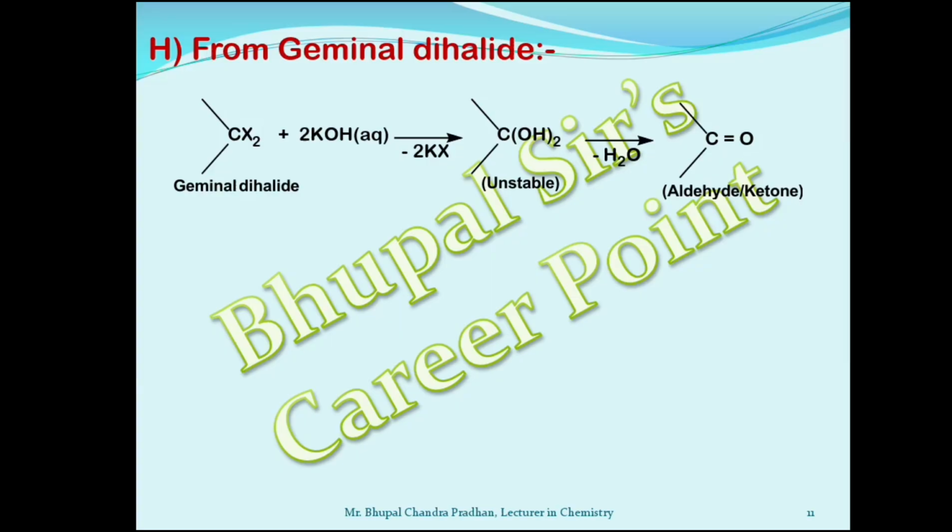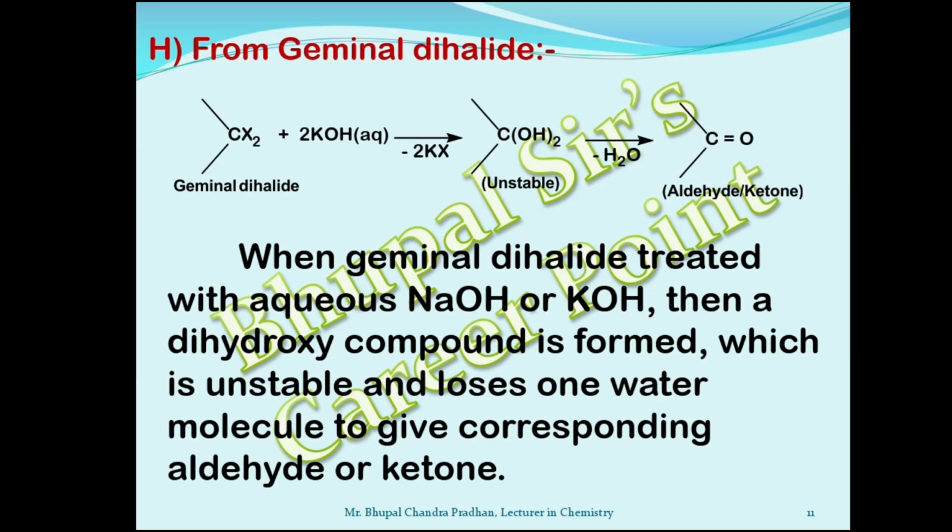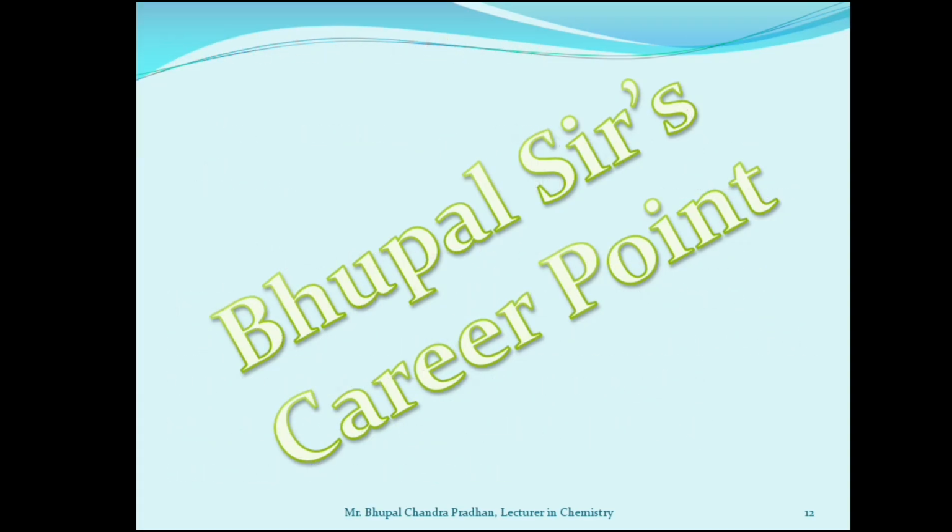When geminal dihalide is treated with aqueous alkali like NaOH or KOH, we get a dihydroxy compound. Polyhydroxy alcohols are stable only if the OH groups are attached to different carbon atoms. Since two OH groups are attached to one carbon atom, it is unstable and loses a water molecule to give aldehyde or ketone. So when geminal dihalide is treated with aqueous NaOH or KOH, then a dihydroxy compound is formed which is unstable and loses one water molecule to give corresponding aldehyde or ketone.